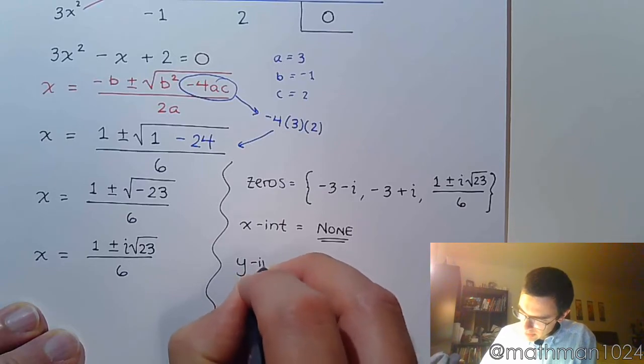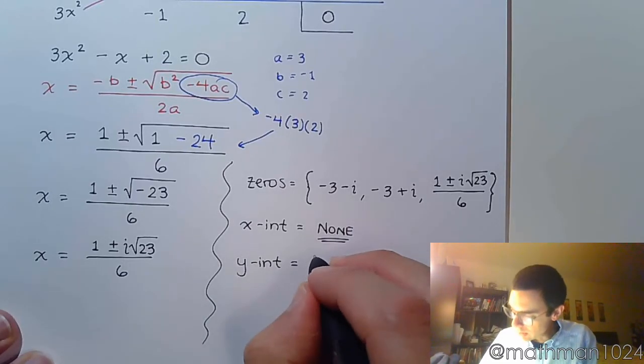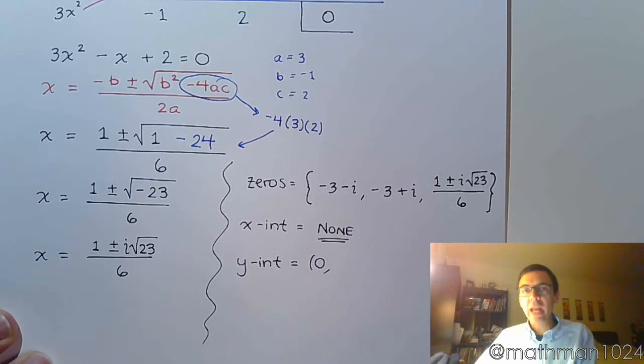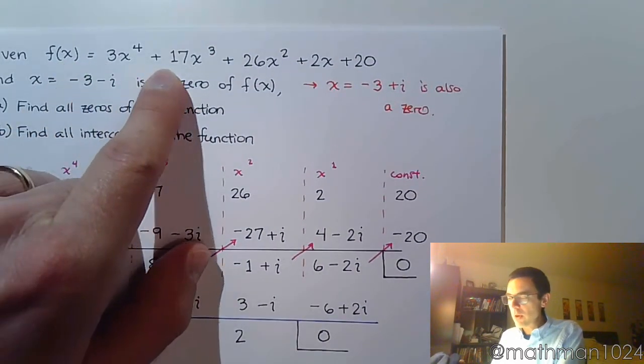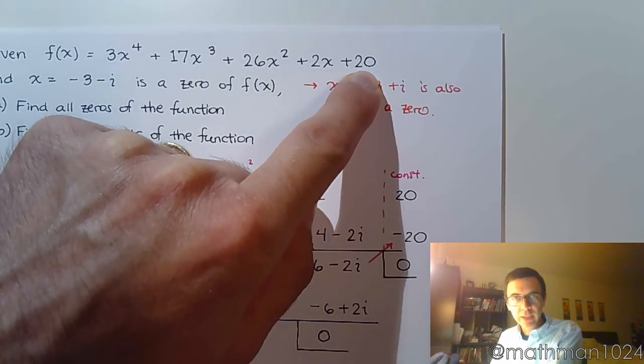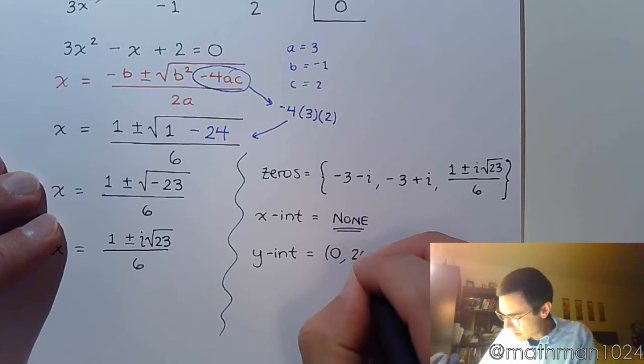But there is a y-intercept. In fact, there's always going to be a y-intercept for a polynomial function because the domain for any polynomial function is all real numbers. And all real numbers has to include 0. And if you can include x equals 0 in your domain, that means you will cross the y-axis. And so for us, come back up here to the original problem. If you plug in 0 for all these x's, then you're going to be left with 20. So that is our y-intercept, 0, comma, 20.